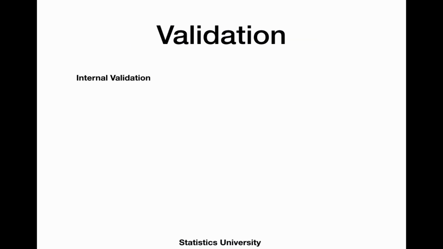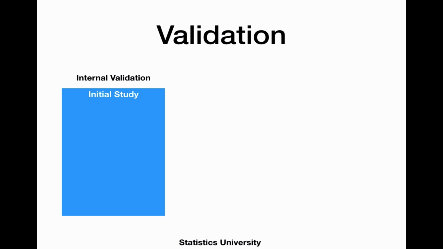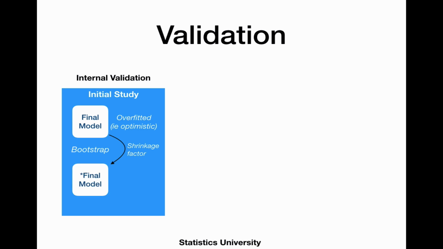Now, in validation, we've already discussed internal validation, which is performed in the initial study, where we use the final model to correct for overfitting or optimism using a bootstrap method. This will result in a shrinkage factor. We apply that to the regression coefficients to obtain the final model equation with less extreme regression coefficients.